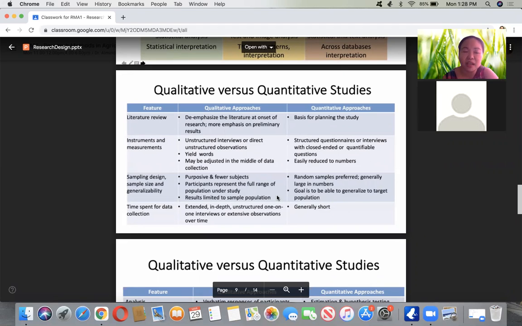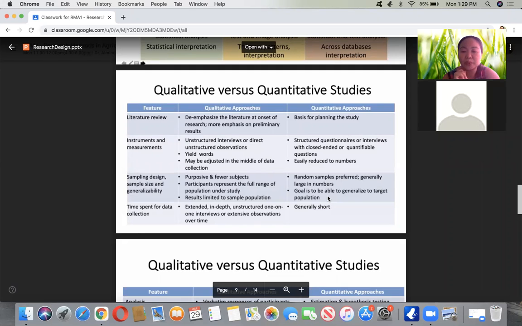Like when I say agritourism in Samoa, it specifically refers to Samoa lang, although we only have interviewed 12 to 15 of them. And for the quantitative approach naman, the random samples are preferred, generally large in numbers, as I have said. And the goal is to be able to generalize to the target population.